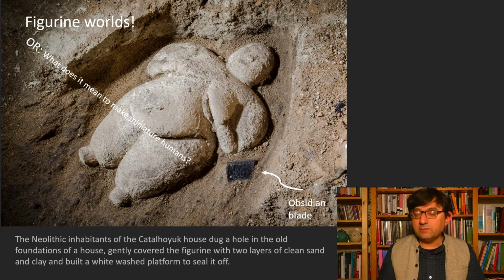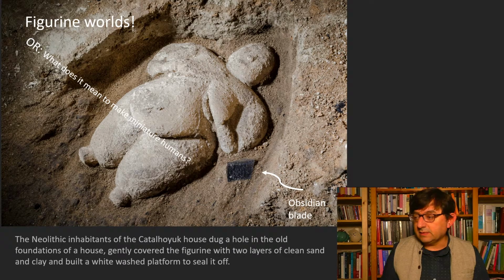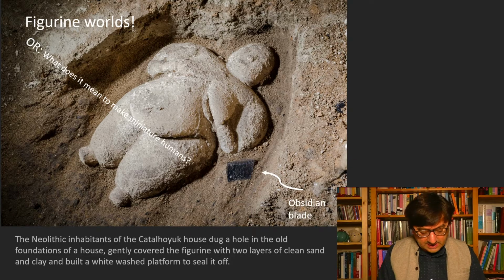What does it mean to make a miniature human? What does it signify, the way that we give shape to their bodies and their faces, the way that we represent their sexuality and gender identity? This is a question that is constantly asked and explored by archaeologists, art historians, and anthropologists, and I wanted to bring this up.